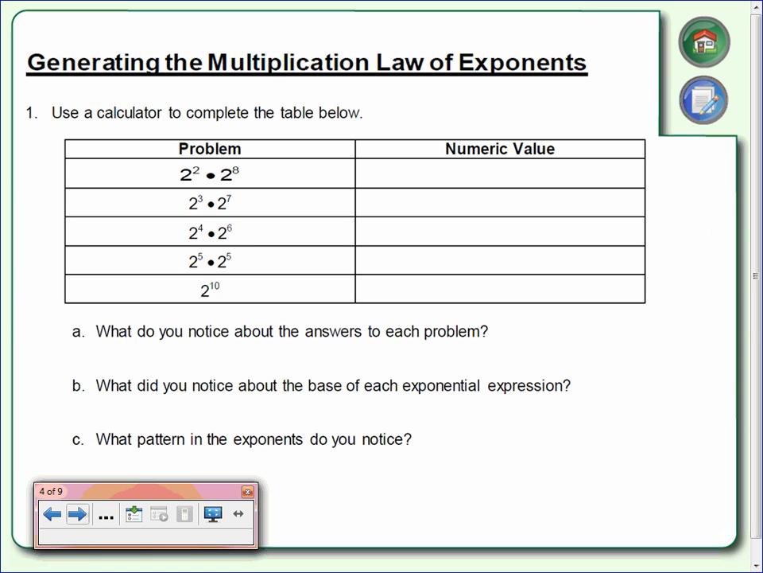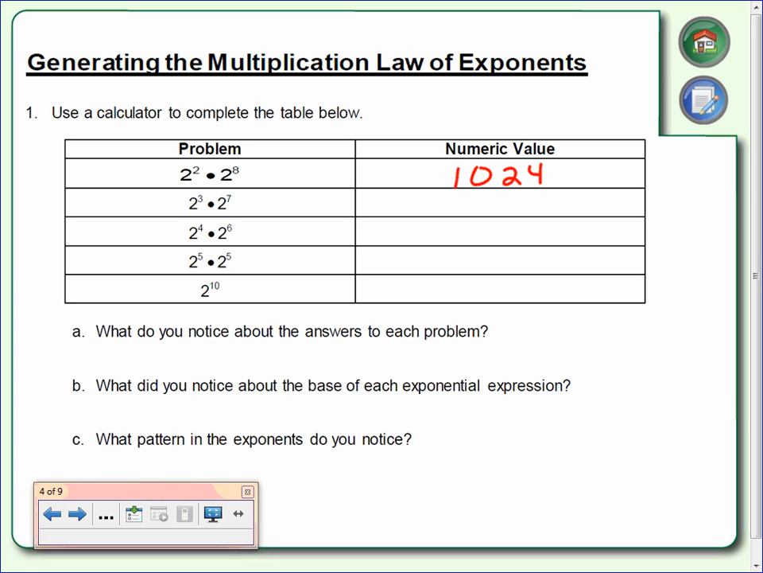Let's keep going here. They want us to use our calculator to complete the tables. Everybody get your calculators. And we're going to do this first one here. 2 squared times 2 to the 8th power. Put that in your calculator for me. Let's see what answer we get. Now remember, to get that 8 there, you're going to have to use that caret symbol again. All right, I think I heard it. What did y'all say? 1,024.